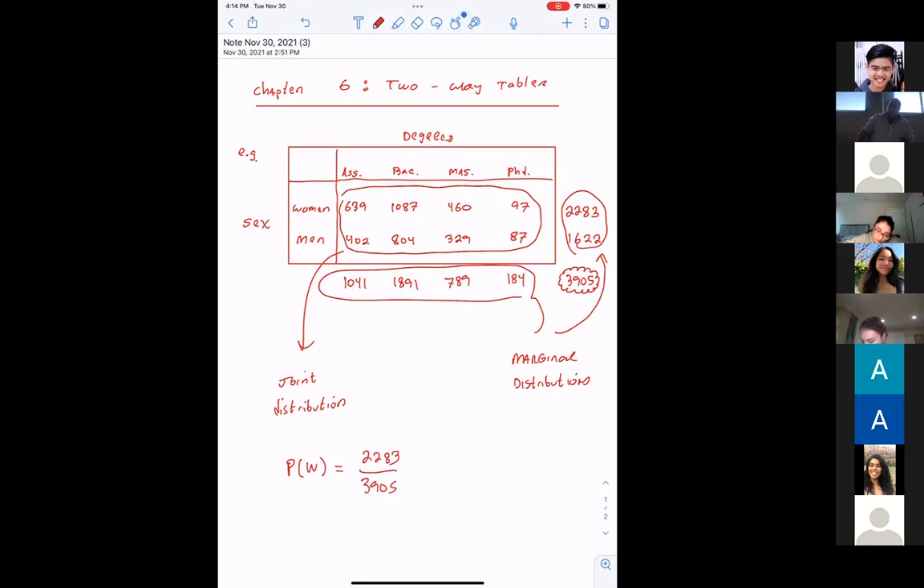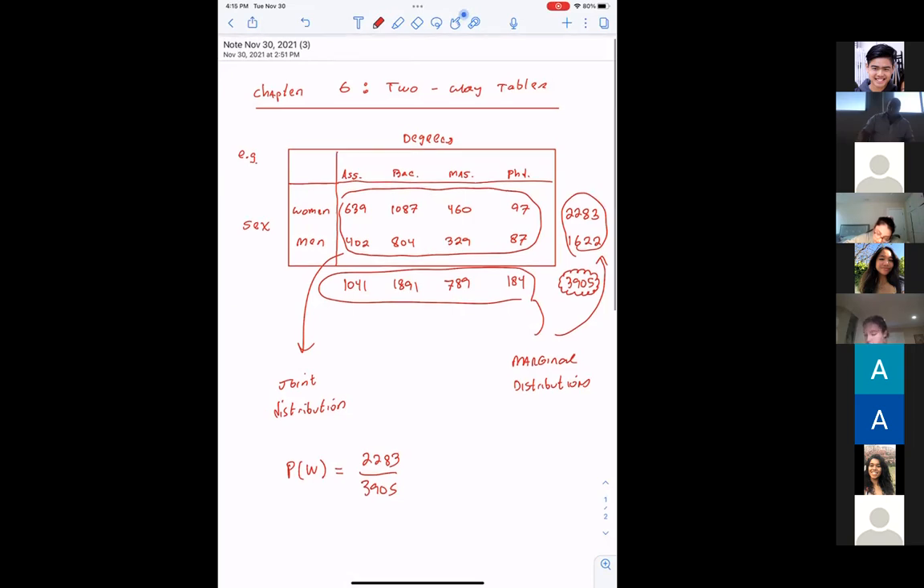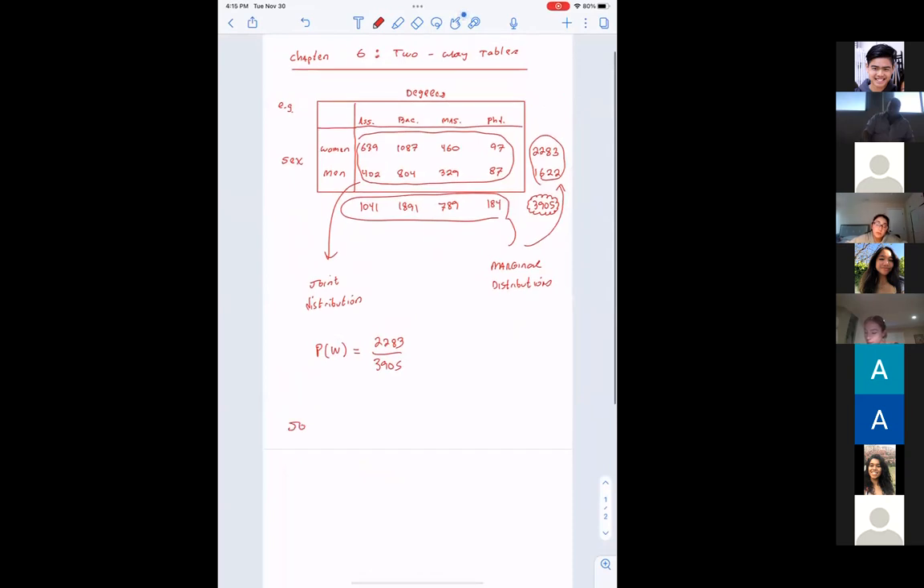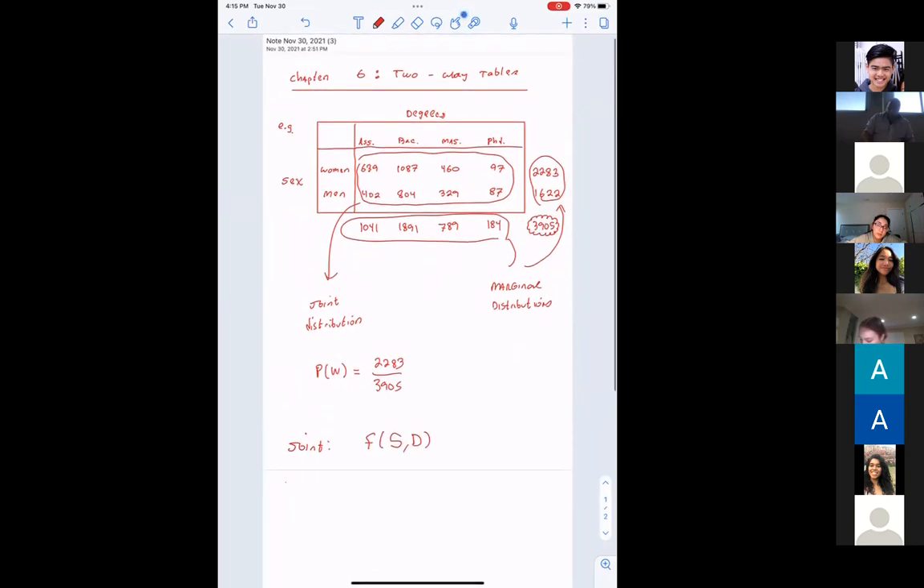Right? Yes, no, maybe so? So far, I really have 3 distributions. The joint distribution is a function both of the sex and of the degree. And I have two marginals. One marginal distribution is a function only of the sex, and one is a function only of the degree. I'm using the letter F in all three cases, but they are different functions. The joint uses both S and D. The marginal uses just S or just D.